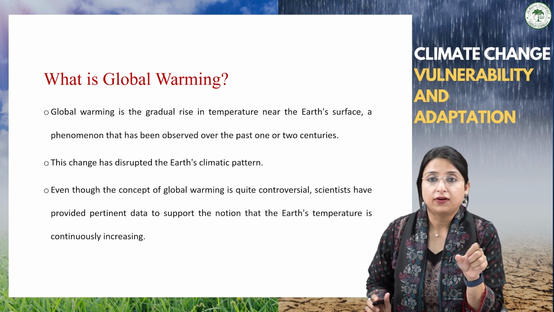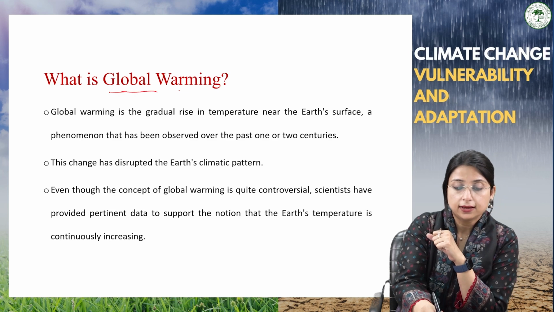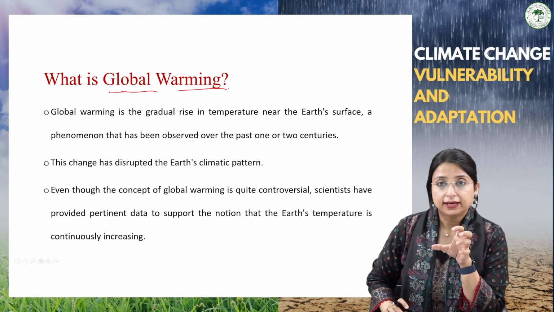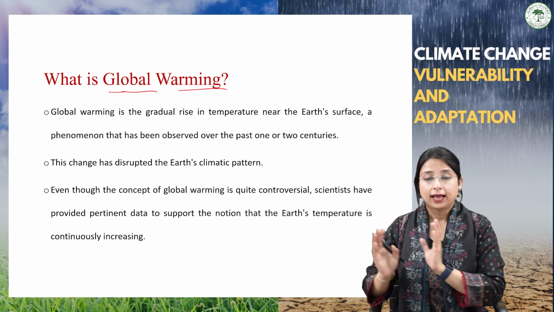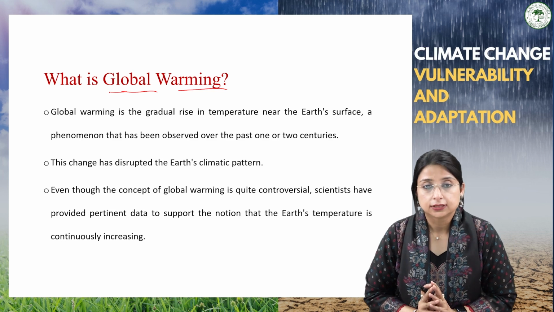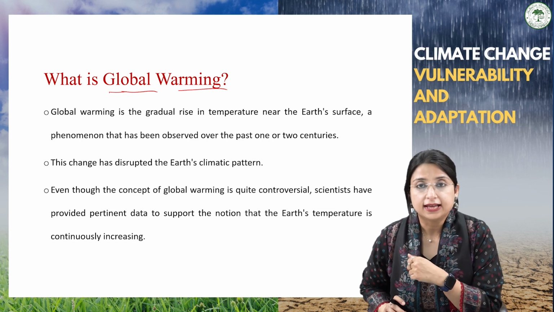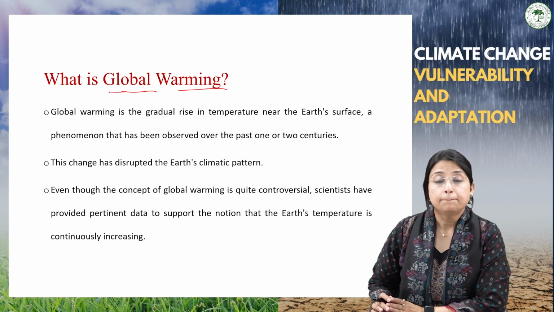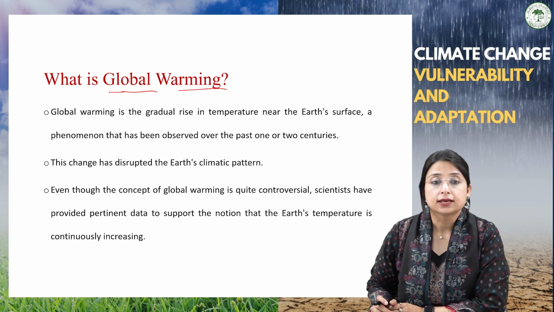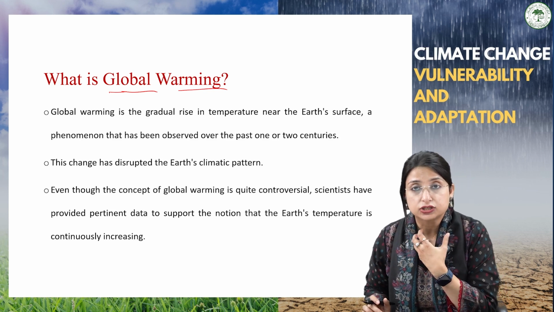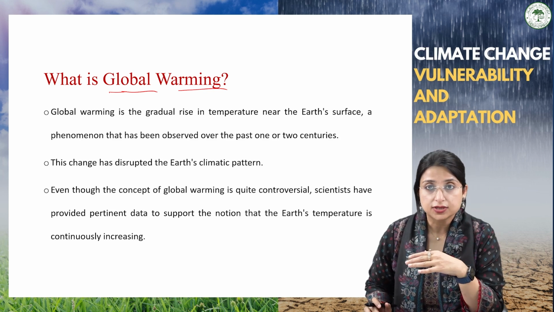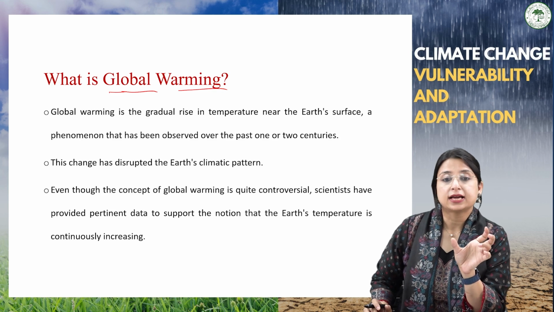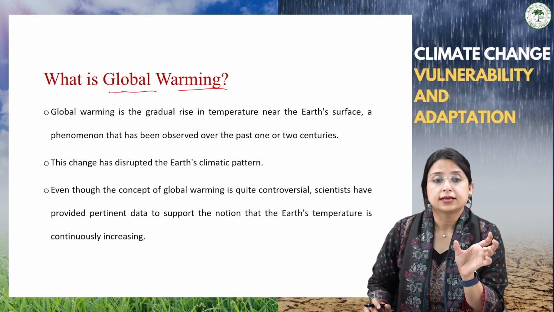Here the word signifies global and warming. Warming is related to the rise in temperature, somewhat heat, and global means we are talking about our Earth. So global warming can be simply defined as a gradual rise in temperature, particularly near the Earth's surface, a phenomenon that has been observed over the past 1 or 2 centuries. When we analyze data from decades and centuries before, global warming is such a phenomenon which has been observed over the past centuries.